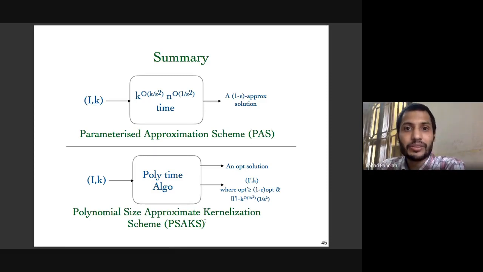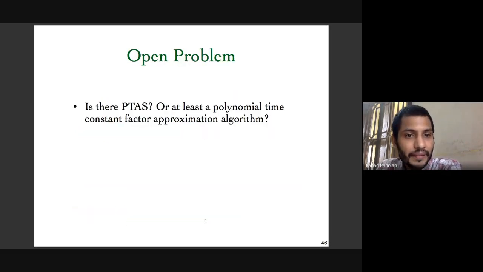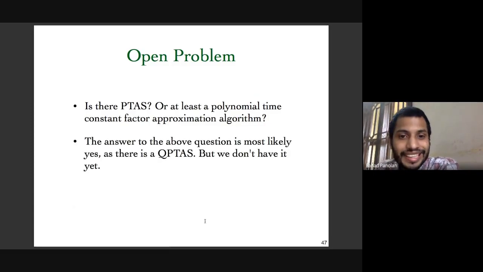And that's about the algorithm. And what is left is an open problem, right? The open problem is: does this problem admit a PTAS, that is a polynomial time approximation scheme, not an FPT time approximation scheme, or at least a polynomial time constant factor approximation algorithm? The best approximation factor is order log n. And the answer to the above question is most likely yes, as there is a QPTAS for the problem. But we don't have a proof for it. That's all. The only thing is just finding the proof.